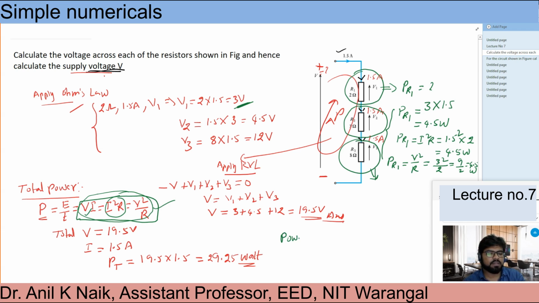This power is nothing but a DC power, because we are studying these circuits in DC circuits. So whatever power we are calculating is called the DC power, PDC you can call.